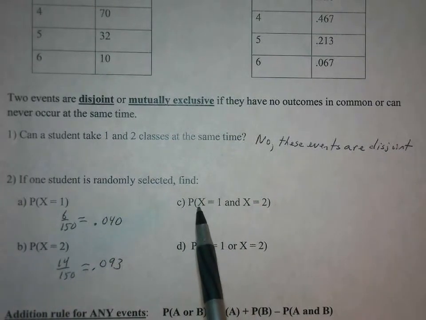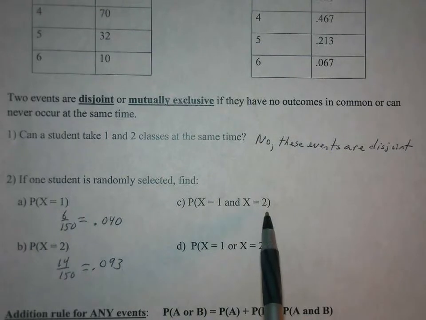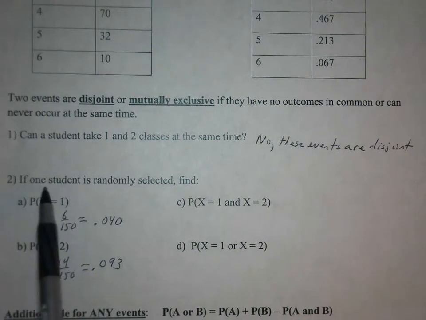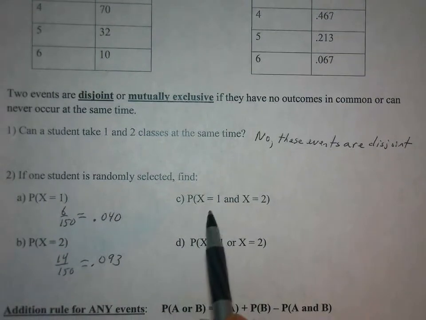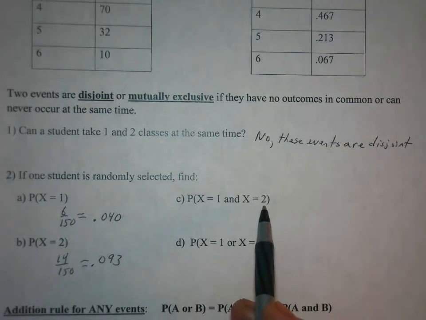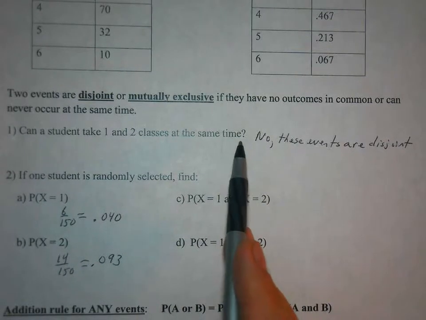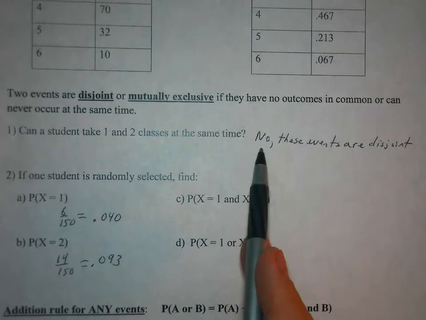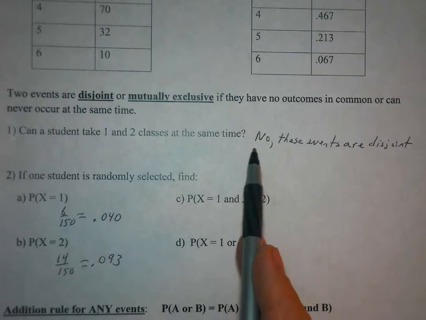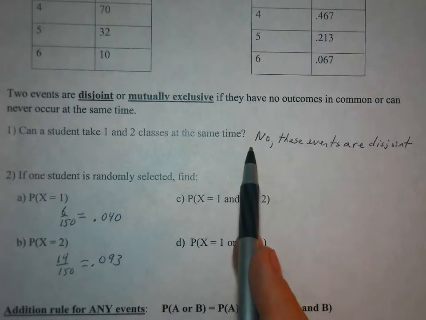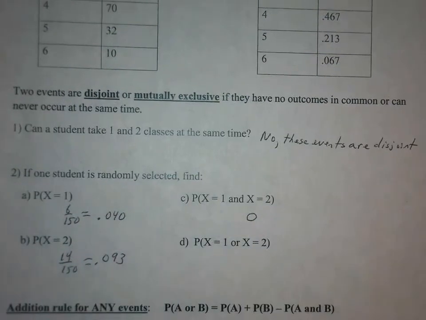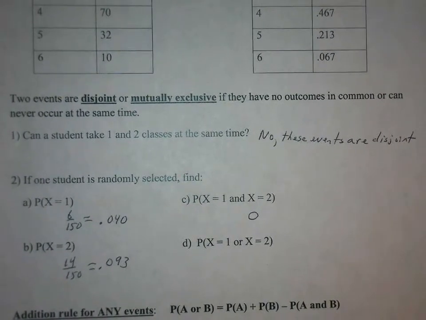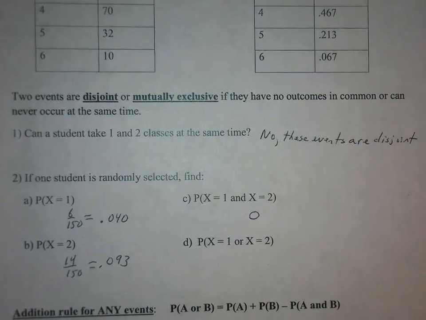Okay, the probability that x equals 1 and x equals 2. Now you have to pay attention here. Remember that we're choosing only one student. So when you choose one student, is that student going to say they took 1 and 2 classes? Well, that's what we just set up here in the first question. They're not going to say they take 1 and 2 classes at the same time. So those were disjoint events. So the probability would be 0. It's an impossible event to say that the student is taking 1 and 2 classes at the same time.